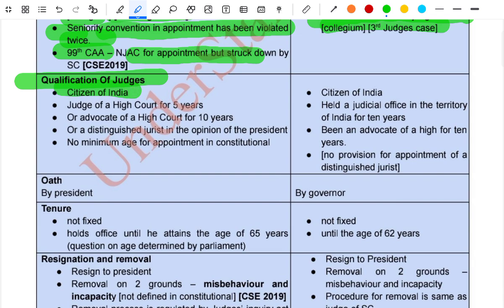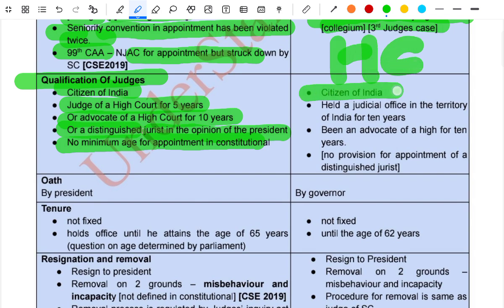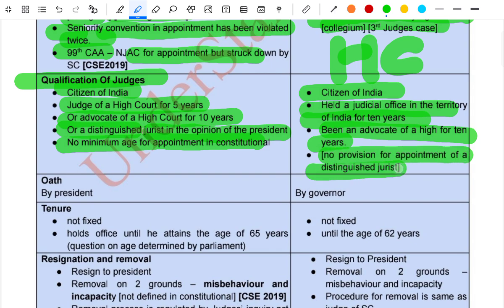For the Supreme Court: citizen of India, a judge of a High Court for 5 years, or an advocate of a High Court for 10 years, or a distinguished jurist in the opinion of the President. No minimum age for appointment. For the High Court: citizen of India, held judicial office in the territory of India for 10 years, or been an advocate of a High Court for 10 years. No provision for the appointment of a distinguished jurist.